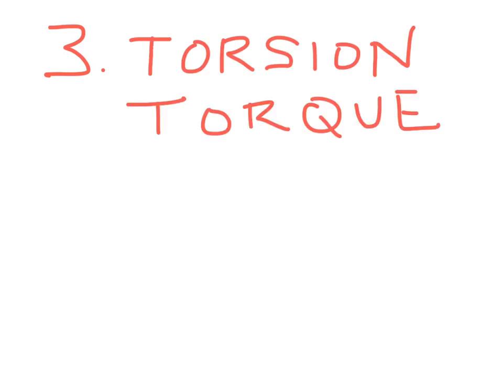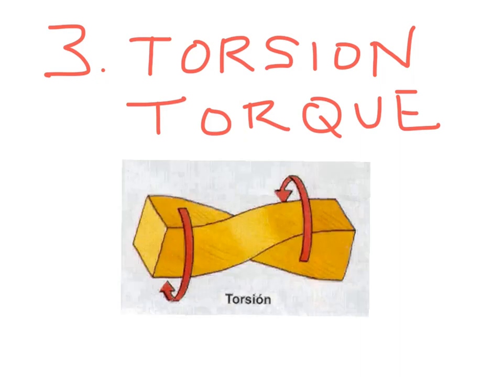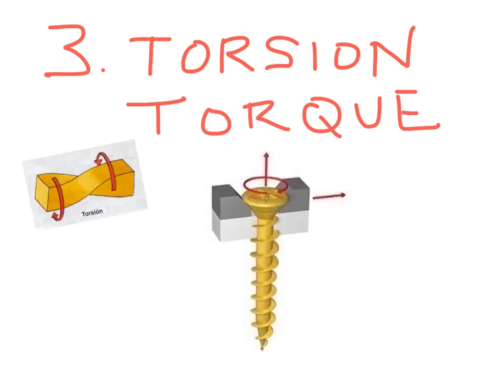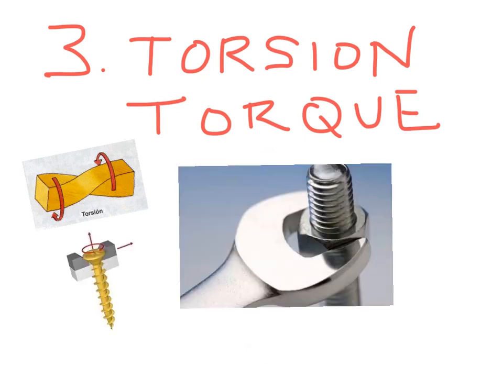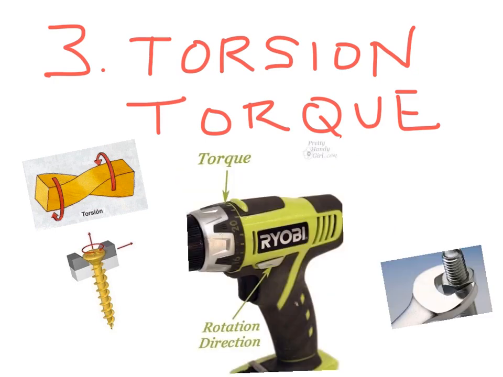Number 3 is torsion, and sometimes referred to as torque. Torsion or torque is a twisting force. It is a force exerted on twisting a screw using a screwdriver, when using a spanner to tighten the nut. And from the woodwork room, using the cordless drills, we have torque settings which adjusts the amount of force exerted when turning or using as a screwdriver.